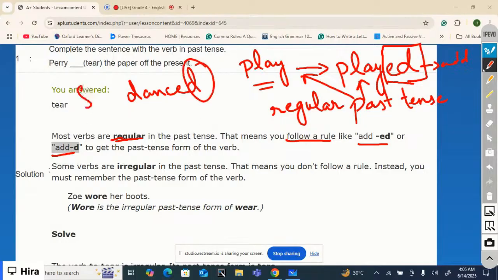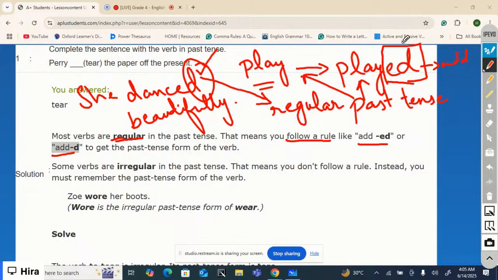She danced beautifully on the stage. Let's end it here because we don't have much space. This verb takes d to make the past tense form. So this is also regular past tense. And this one is also regular past tense because they follow a rule of adding d or adding ed.